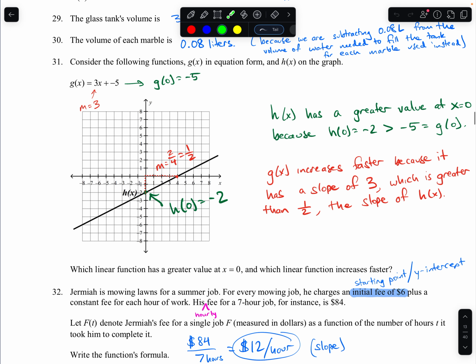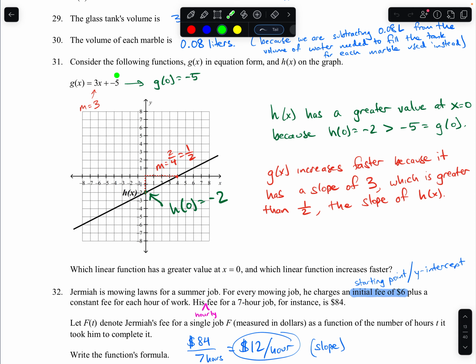Moving on to 31, we have two different functions. Be careful with this one. This function is not the same as this function. Function g, we're not given the graph, we're just given the equation. And function h is the opposite. We're given the graph and not the equation. And then we're going to be asked questions about their y-intercept and their slope.